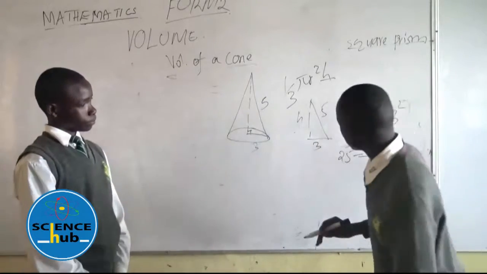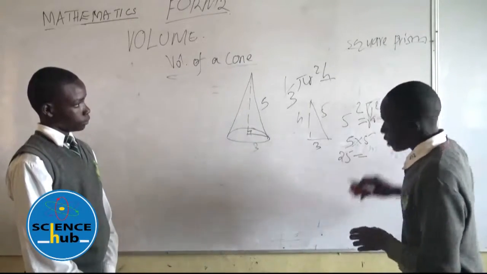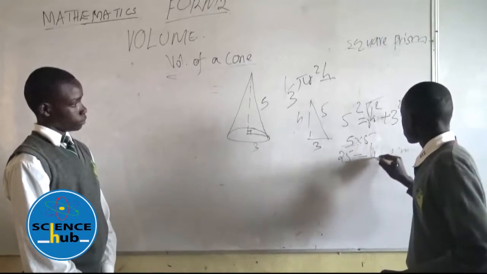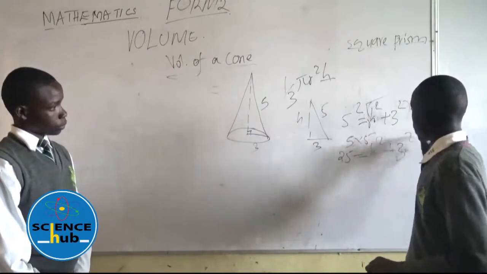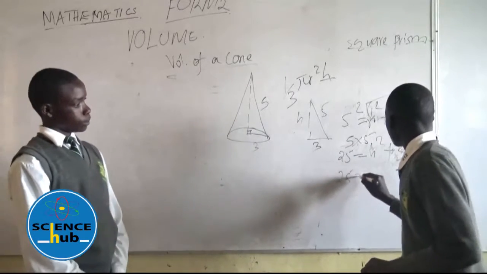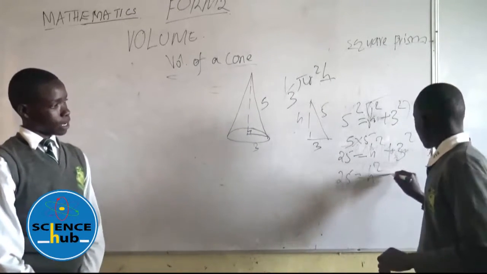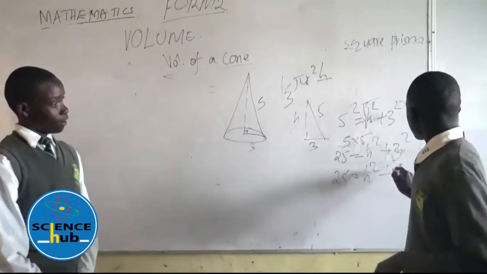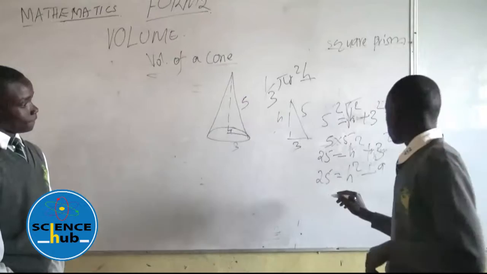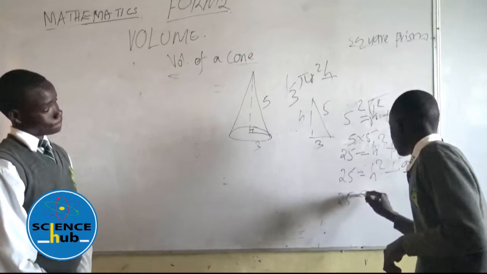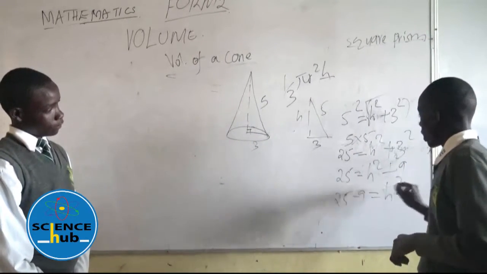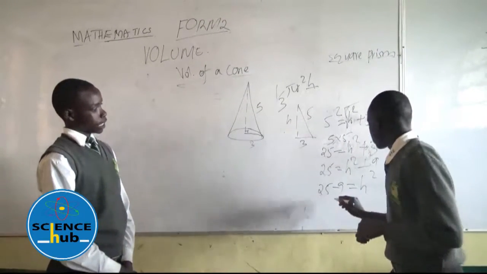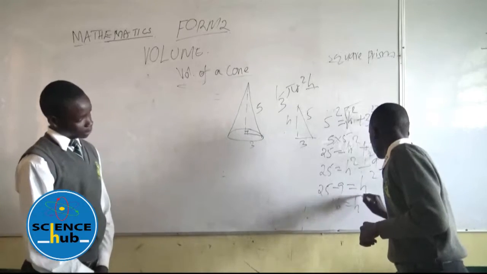So 25 is the same as h squared plus 9, since 3 squared is 9. Taking 9 to the other side, it will be 25 minus 9 is equal to h squared. And 25 minus 9 is 16. So 16 is equal to h squared.